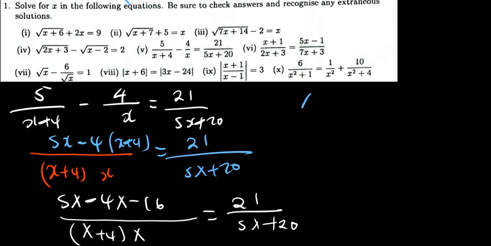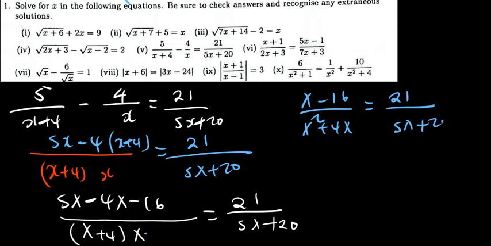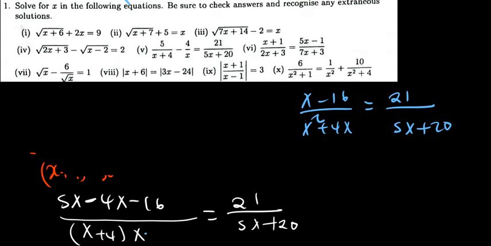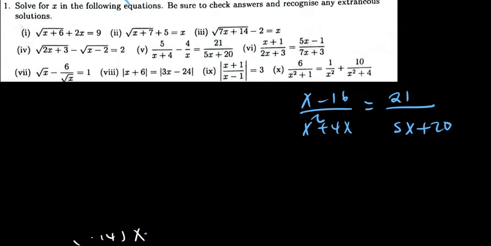So I have now x minus 16, divided by, if I want, I can also expand this. I'll say x times what is inside. So x times x is x squared. x times 4 is 4x. Should be equal to 21 divided by 5x plus 20. Like that. So I can get rid of this. At this point now, I can clearly see that I can cross multiply.